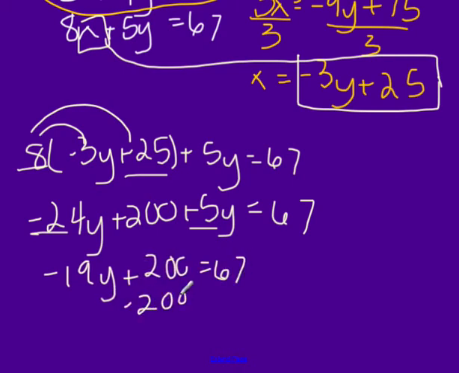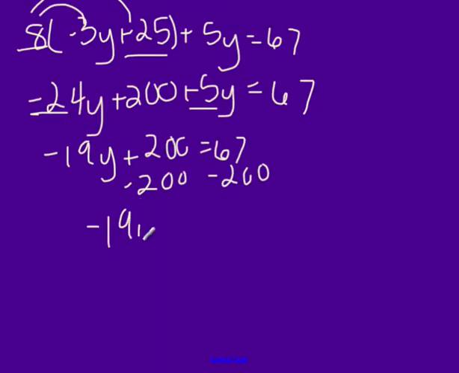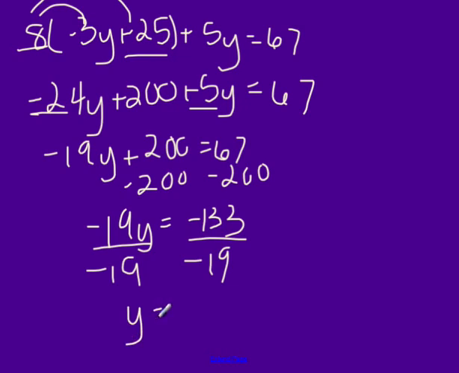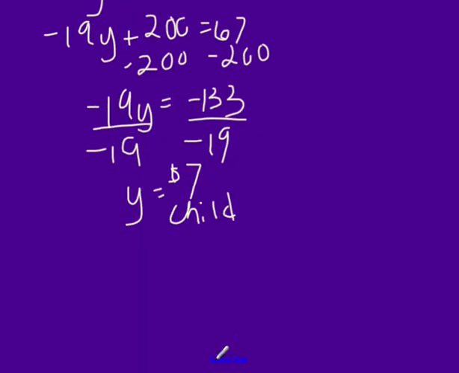Subtract 200 from both sides. And I get a negative 19y is equal to a negative 133. We don't want to have a negative number, which is good because we're dividing by a negative. So when you divide those out, negative 133 divided by negative 19, you get $7. Now we do need to know that that $7 is for the child. We can't just say $7. We need to explain which one it represents.